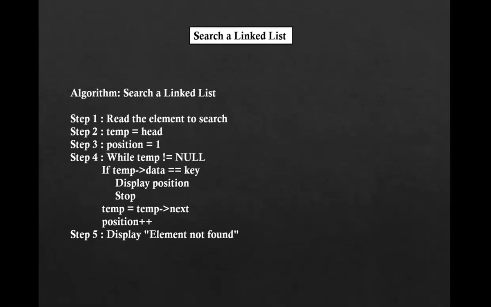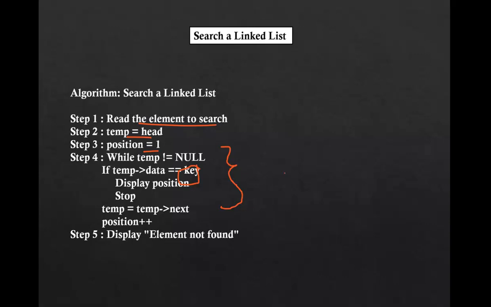Searching is again a very simple operation. You get the element from the user to search. You say temp is equal to head. Set position is equal to 1. Traverse the list using temp. If the key is found, you display the position, or else you display that the element is not found. Let's code this logic.